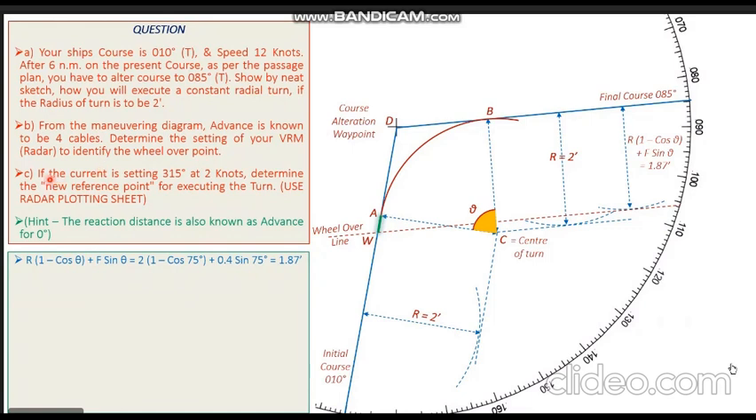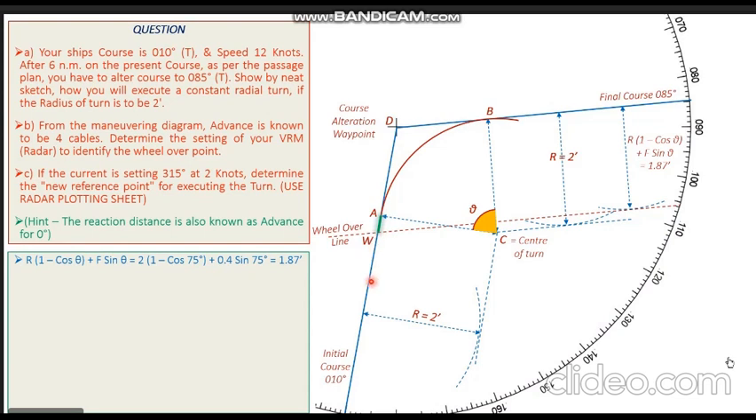Now moving on to the third part, the current has been setting 315 degrees at a rate of 2 knots. Determine the new reference point for executing the turn. We will be giving a helm order. The vessel will be moving on a curved path. And during this curved path, it is not possible to counteract the current using the chart work techniques.